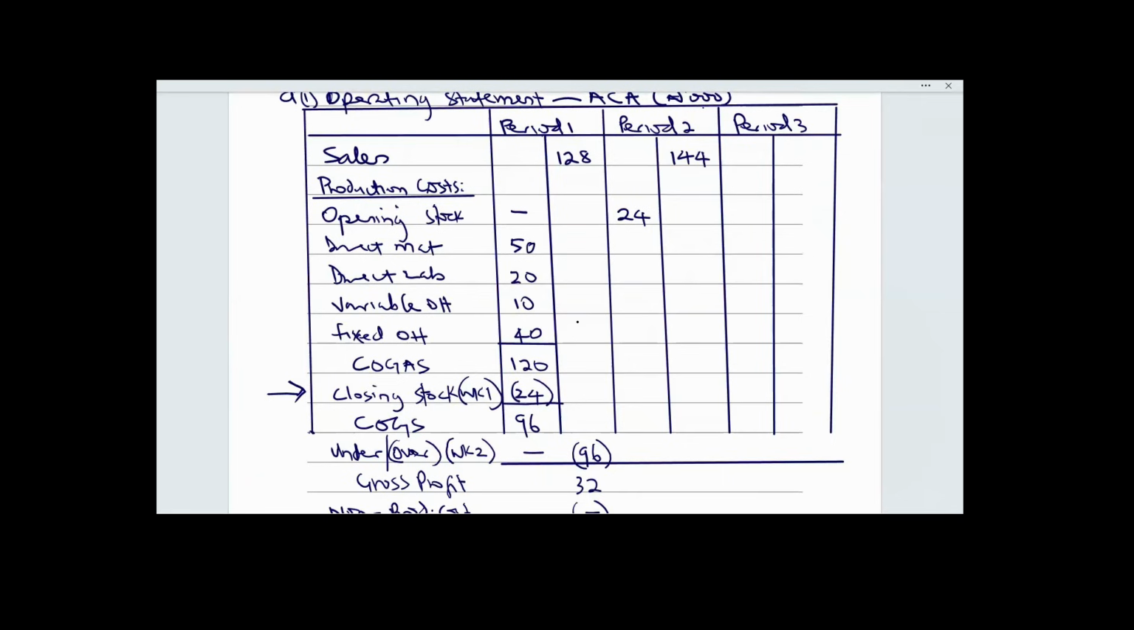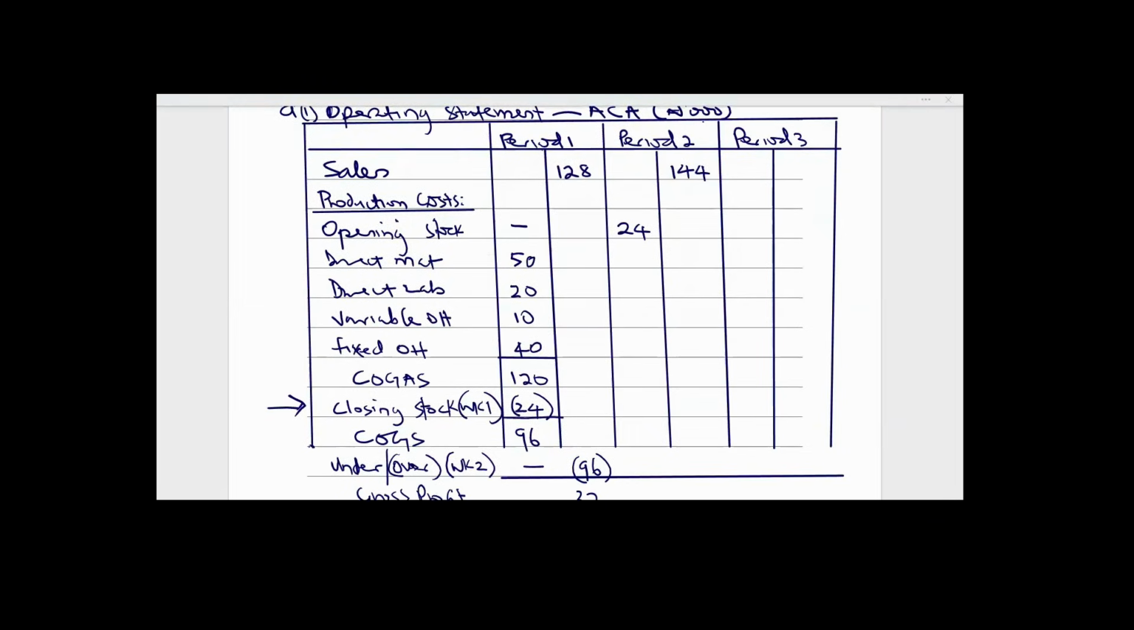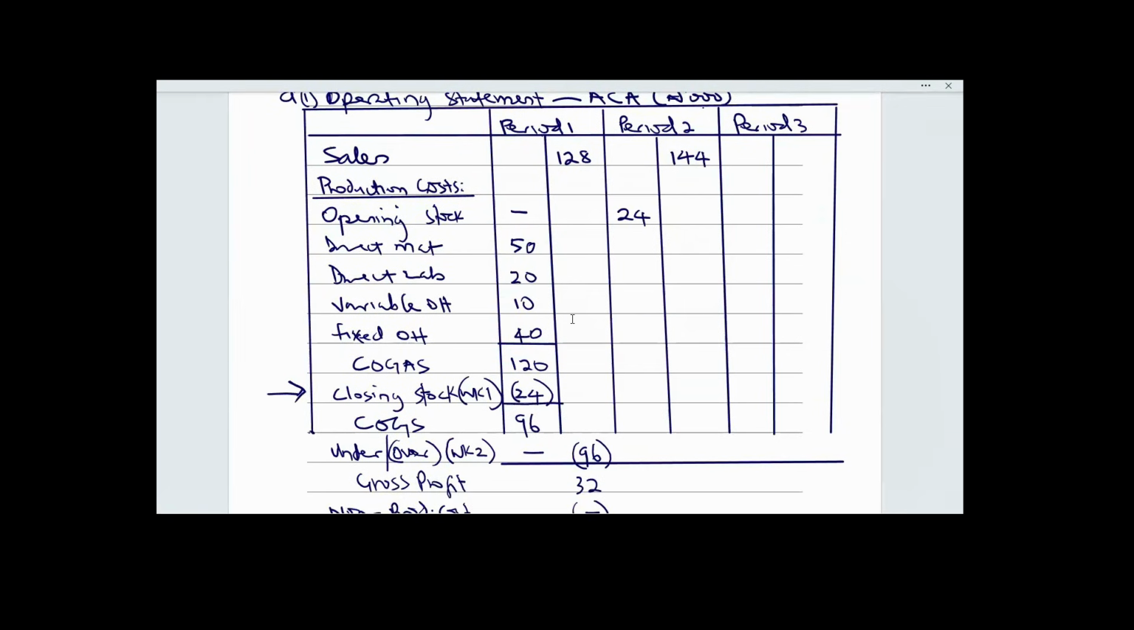Then, in the second period, how many units did we produce? 8,000 units, right? Yes. So 8,000 multiplied by 5 naira. You know, direct material cost per unit is 5 naira. So 5 naira multiplied by 8,000 will give us 40,000. Then direct labor is 2 naira multiplied by 8,000 units will give us 16,000. Variable overhead per unit is 1 naira, multiplied by 8,000 units will give us 8,000.